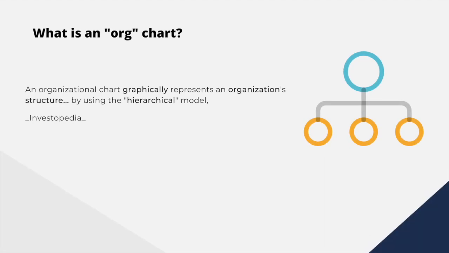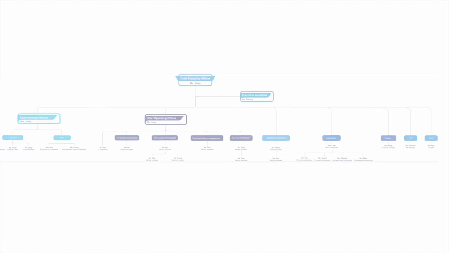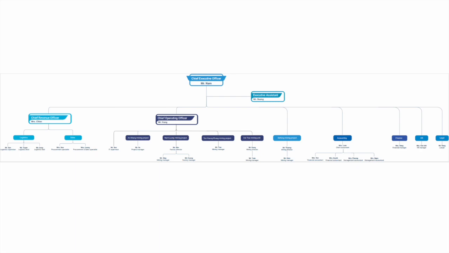An organization chart graphically represents an organization structure. Most org charts are structured by using a hierarchical model, which shows management or other high-ranking officials on top and lower-level employees beneath them. So here's one of the versions of Nam10's organization chart. As you can see, the top of the diagram features the executives, including CEO, executive assistant, chief operating officer, and chief revenue officer.